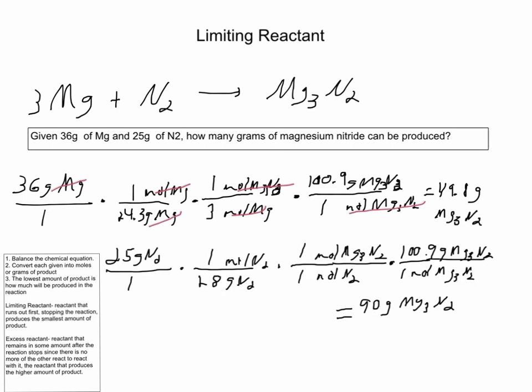So when we do the same math for grams of nitrogen, we see that we make 90 grams of magnesium nitride. As with the problem we had before, the lower amount is what we actually made, meaning that the magnesium is limiting because that is the reactant that gave us the lower amount, and the nitrogen is excess.